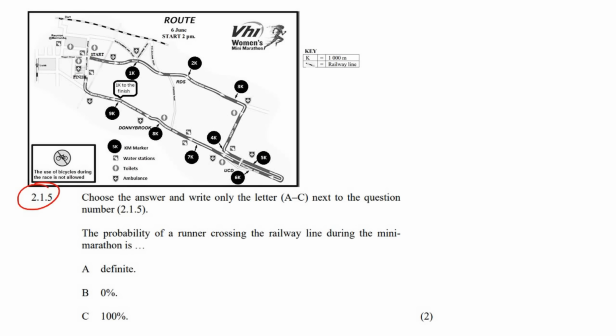Okay, choose the answer and write only the letter A to C next to the question number. Okay, so it says that the probability of a runner crossing the railway line during this mini marathon. So where is the railway line? So now we can use this key over here, and so there's the railway line. So does a person ever cross the railway line? Well, no, unless they've gone completely off track. So are any of the runners going to cross the railway line? Definitely not. So the answer must be B, which is 0%. There's a 0% chance that would happen.